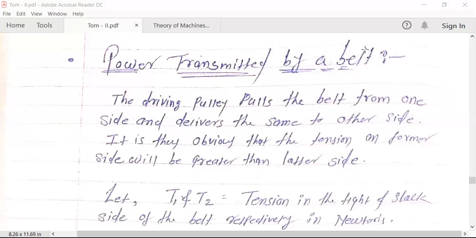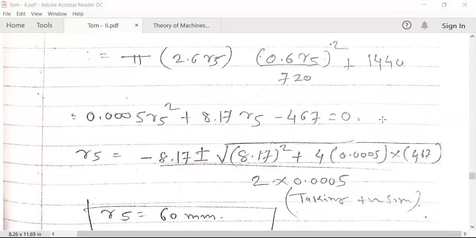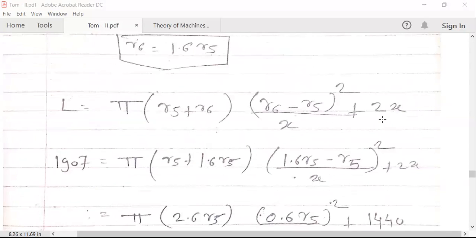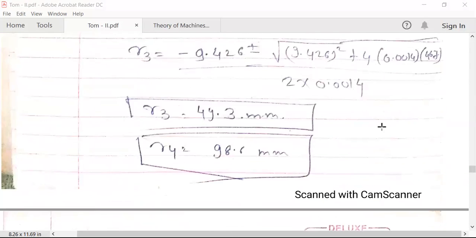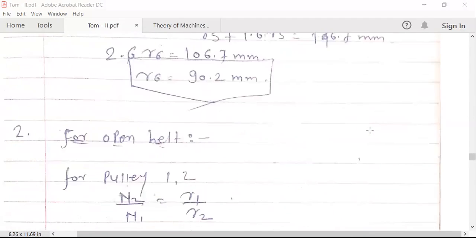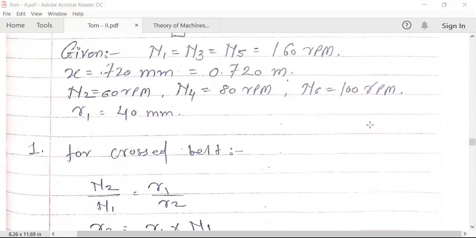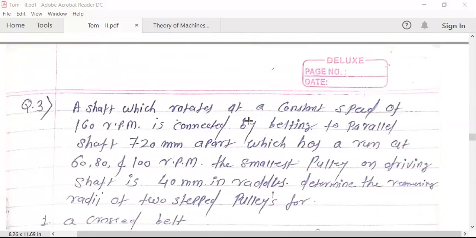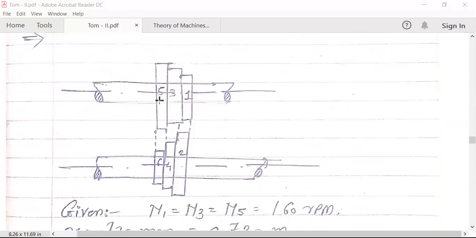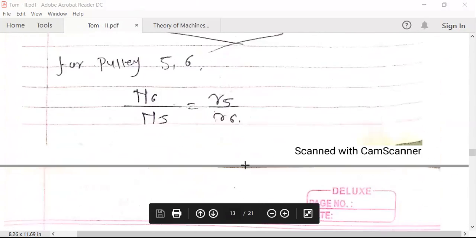In the last lecture, we learned about the length of open belt drive and the length of cross belt drive. So we see one numerical on that topic, that is how we calculate the length of open belt drive and length of closed belt drive. In this numerical, we are calculating different radii by using those formulas.